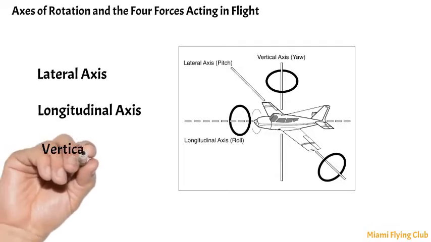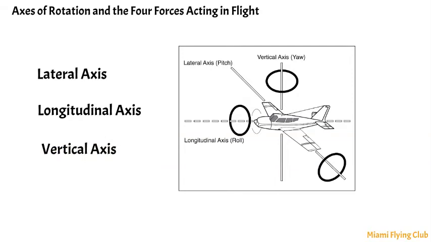The vertical axis is an imaginary line extending vertically through the intersection of the lateral and longitudinal axes. Rotation about the vertical axis is called yaw. Yaw is controlled by the rudder, and this rotation is referred to as directional control or directional stability.